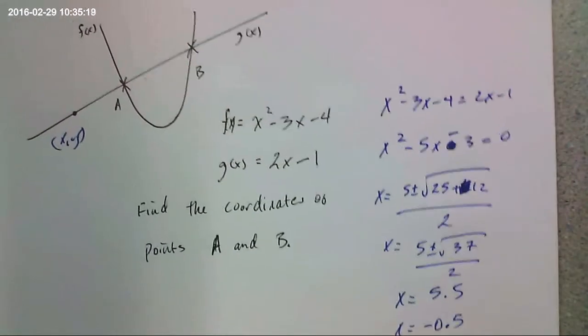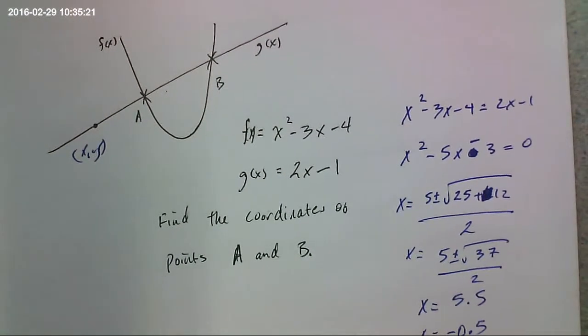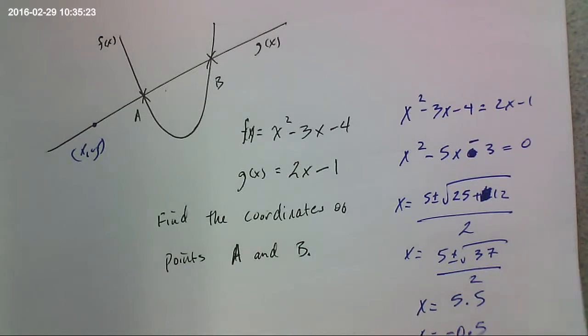Did I answer the question? No. Why? Yeah, you only have x's, you don't have the y's. A couple ways to do this. One way is really difficult, one way is really, really easy. Who thinks they know the easy way? Okay, what is it?